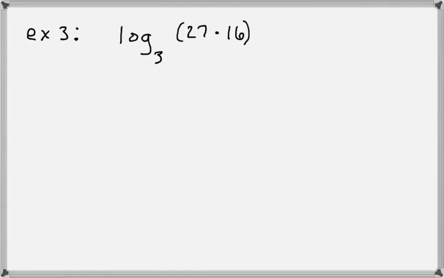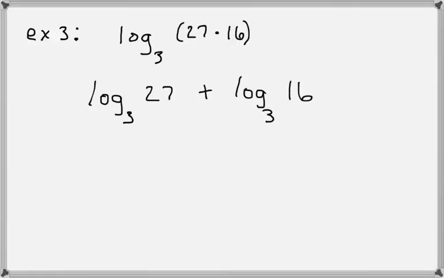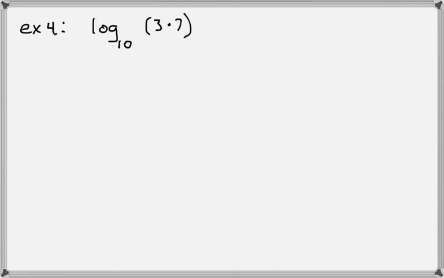Let's look at example 3. We have log base 3 of 27 times 16. So we can expand that by using the product property. So log base 3 of 27 plus log base 3 of 16. Let's look at another example. Here we have log base 10 of 3 times 7. Again, if we're asked to expand, we can expand this from one log into the sum of two different logs. So we have the log base 10 of 3 plus log base 10 of 7.